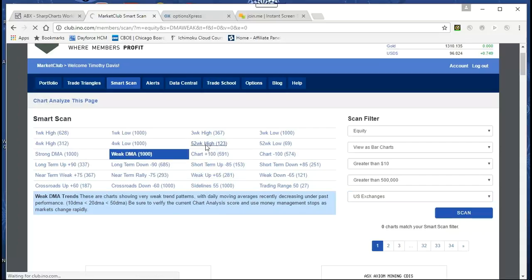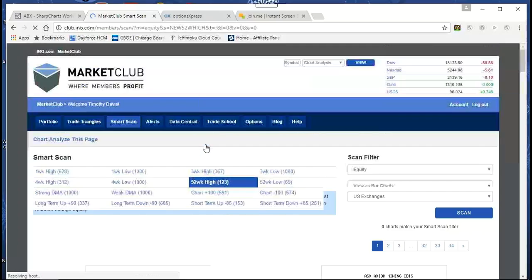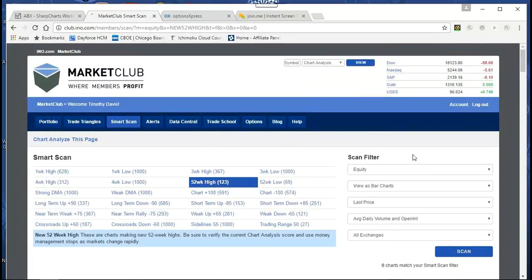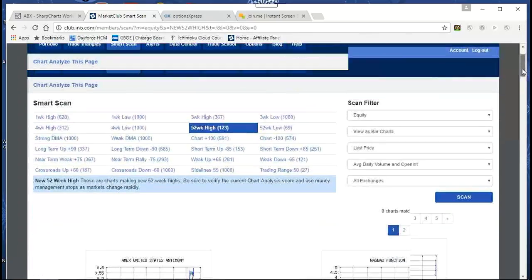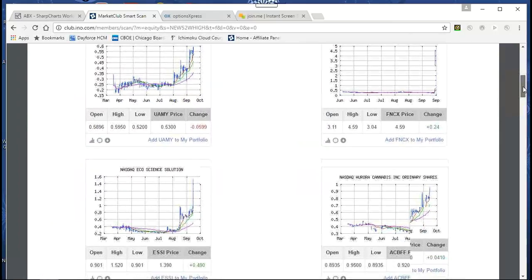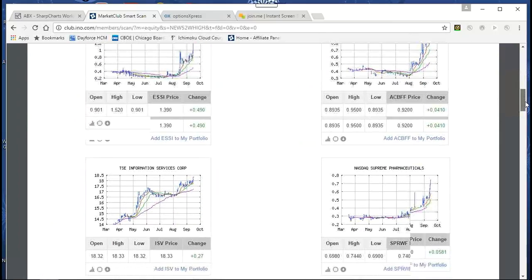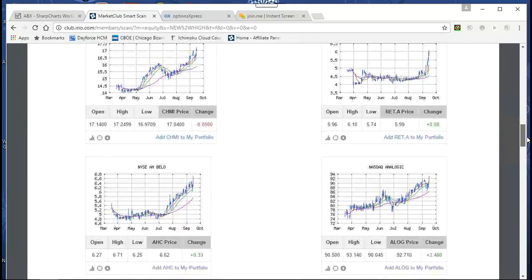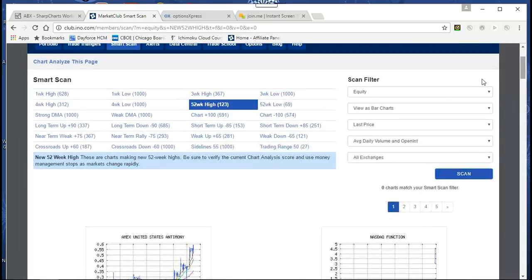And voila, any U.S. exchanges that have a 52-week high within those scan filters that you just put in will all pop up down here. All these are trending. And there are many other ones. There are so many other ways that you can search stocks in here.